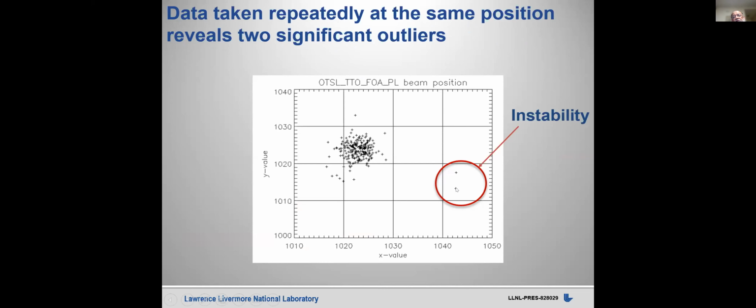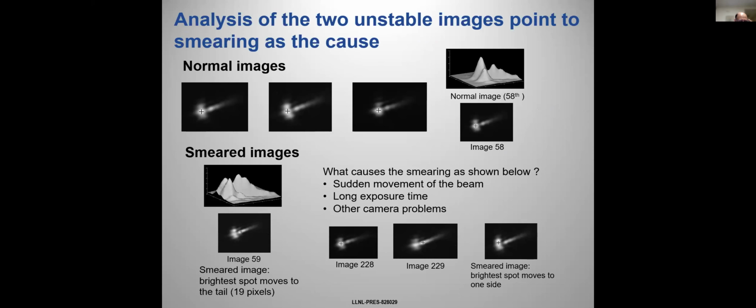Now, when we analyze those two particular images, we notice a normal image looks like this. It has the peak at the head region. The image where the detection spot appeared to move is because the spot appears on the tail. And we notice that there is a smearing effect, and overlapping of two smeared images produces a maximum at the tail. So this causes the detection spot to move.